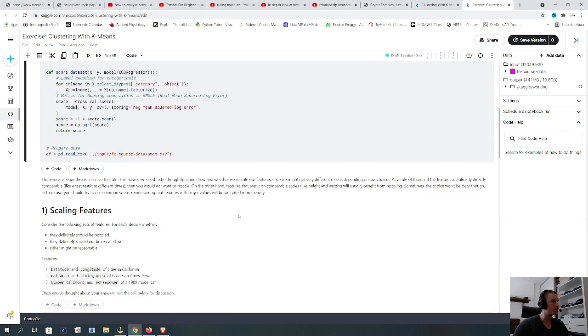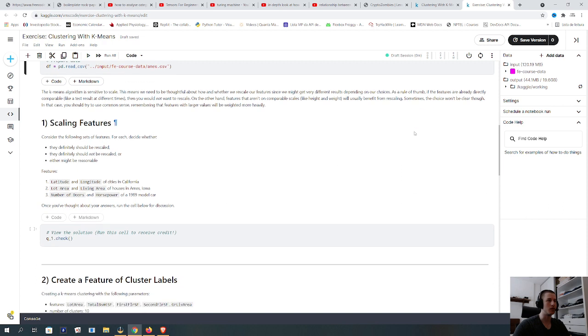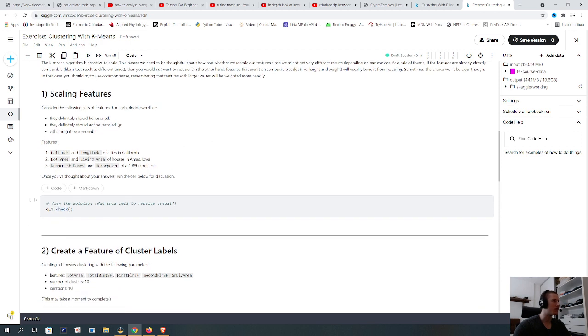The k-means algorithm is sensitive to scale. This means we need to be thoughtful about how and whether we rescale our features, since we might get very different results depending on our choice. As a rule of thumb, if the features are already directly comparable, like a test result at different times, then you would not want to rescale. On the other hand, features that aren't on comparable scales, like height and weight, will usually benefit from rescaling. Sometimes the choice won't be clear though. In that case, you should try to use common sense. Remember, the features with larger values will be weighted heavily.